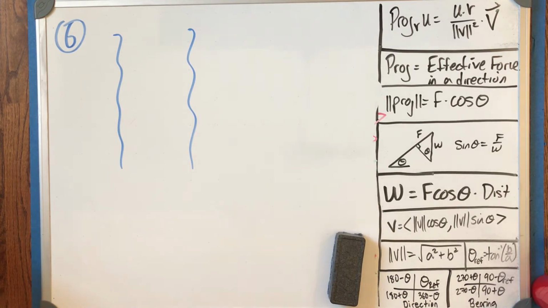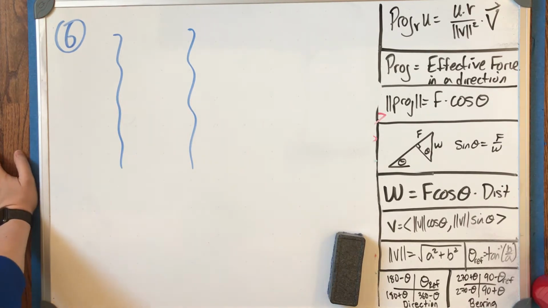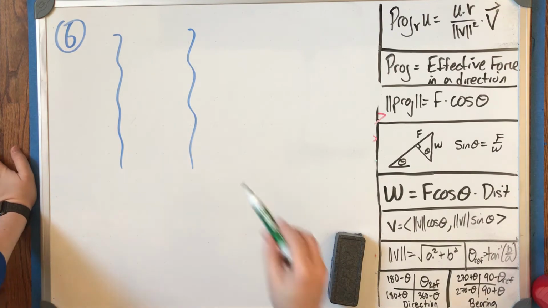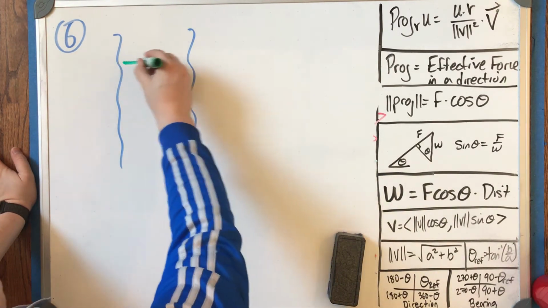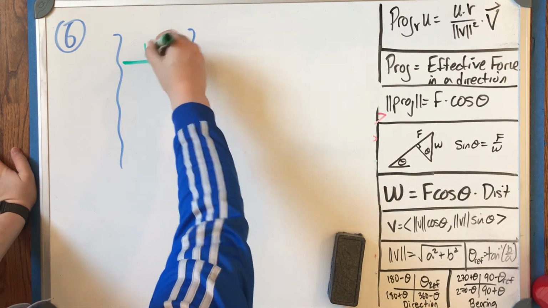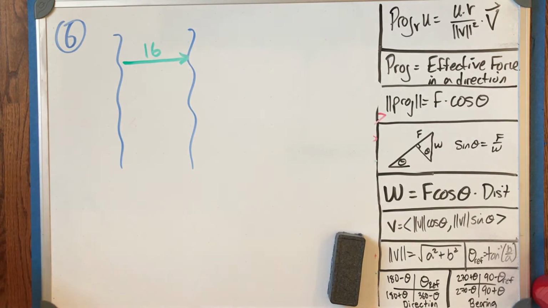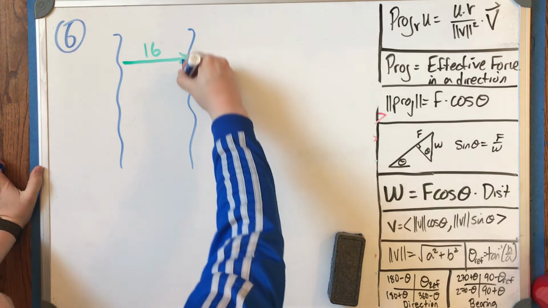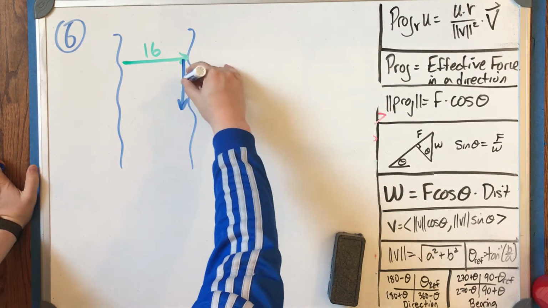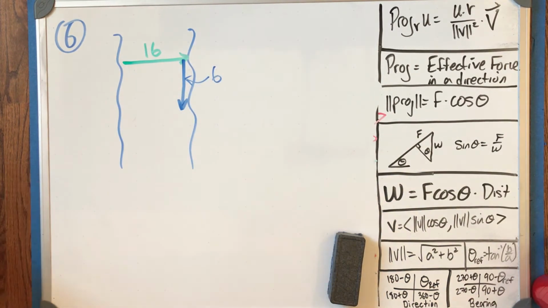And let's see, we have a boat with a ground speed of 16 miles per hour crossing a river perpendicular to the current. So we have a boat going this way. It is capable of 16 miles per hour. There is a current going downstream. So I'm going to write that right there, and it is 6 miles per hour. What angle is the boat pushed off course?